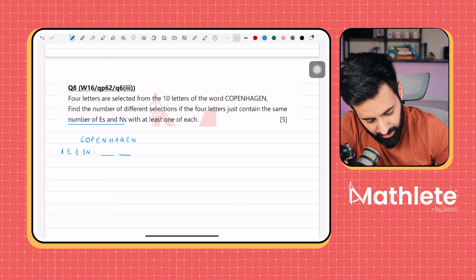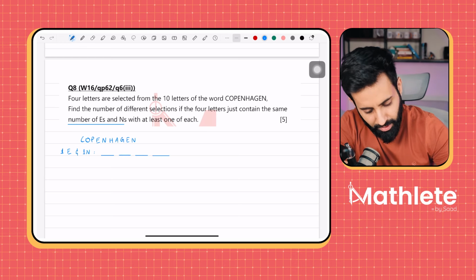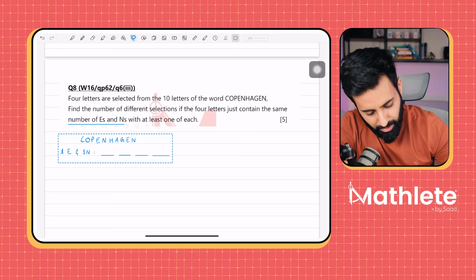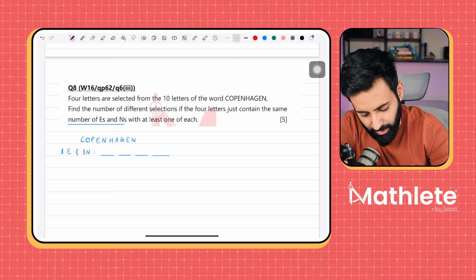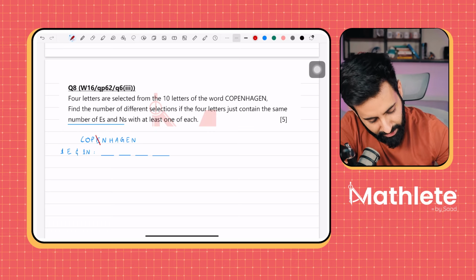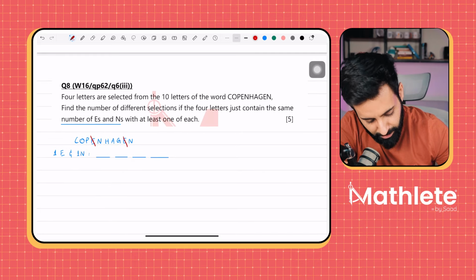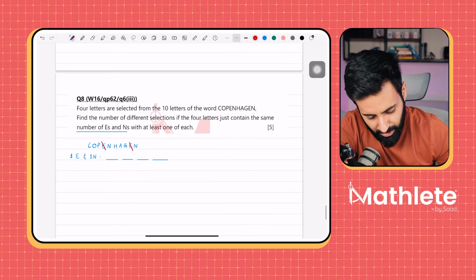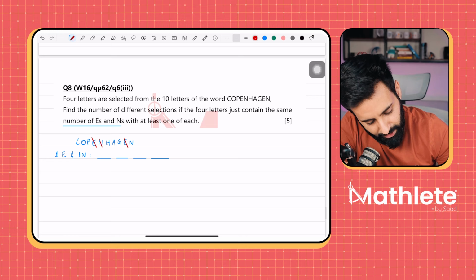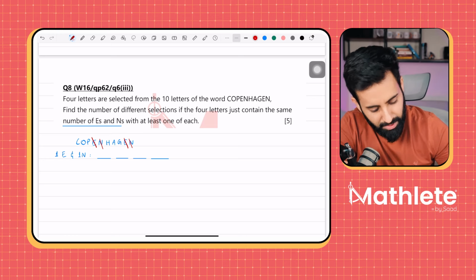Let's make 4 blanks. 1, 2, 3, 4. In fact, let's copy this because we need the blanks as well. So let's cross out the letters that we have selected. We've selected one E and we want to make sure that we have just one E, so we'll cross out the other E as well. Then let's cross out one N, and we want to cross out the other N as well because we want to make sure that we just have one N.